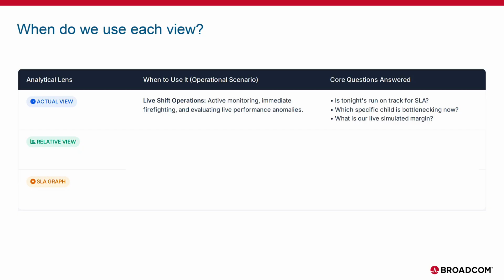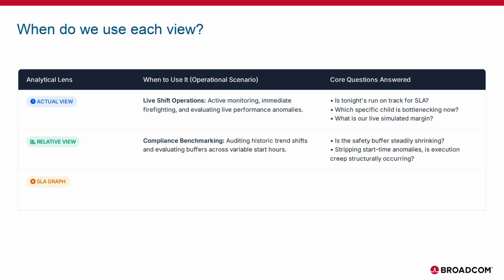When you're in the weeds of a shift, this view answers the critical questions. Is tonight's run on track for our SLA? Which specific child is bottlenecking right now? And what is our live simulated margin? Next, we have the relative view, which is your go-to for compliance benchmarking. Leverage this lens when you need to audit historic trend shifts and evaluate buffers across variable start hours. Instead of getting distracted by daily fluctuations, it helps you answer, is the safety buffer steadily shrinking? And, if we strip away those start time anomalies, is execution creep structurally occurring?